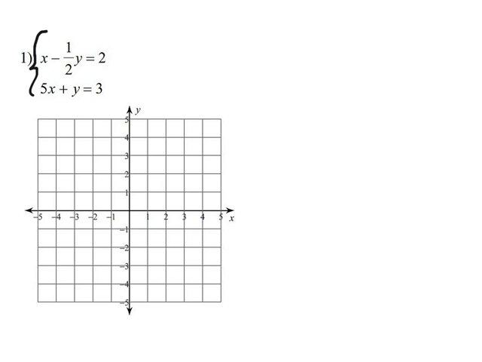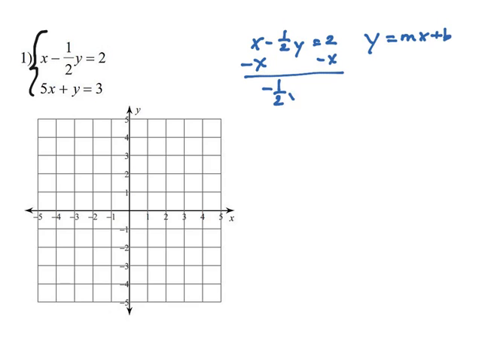Okay, so I'm going to take the first one, x minus 1/2 y equals 2, and I'm going to change it into y equals mx plus b. Okay, so I'm going to subtract x from both sides. So I have negative 1/2 y equals negative x plus 2.